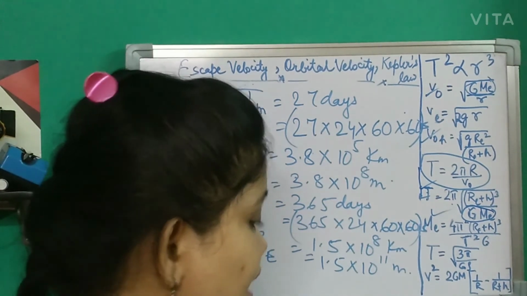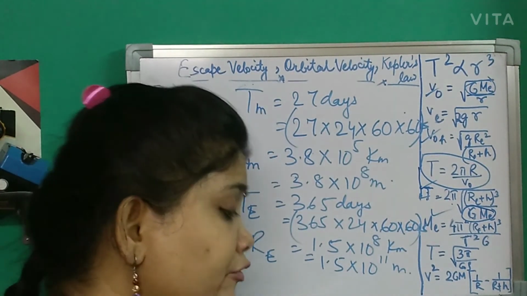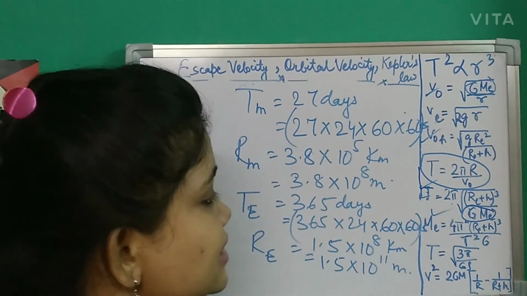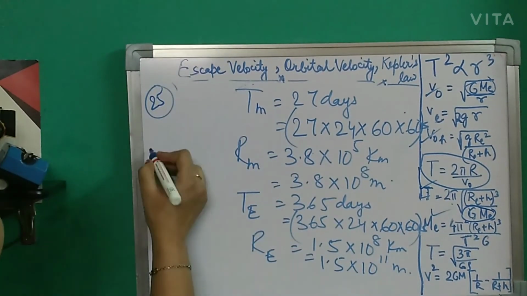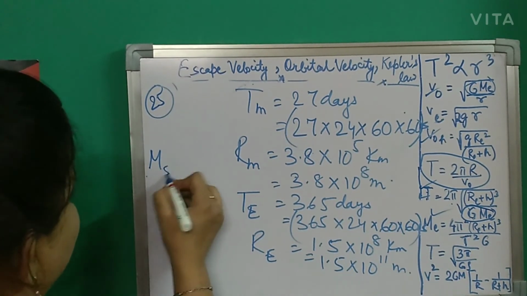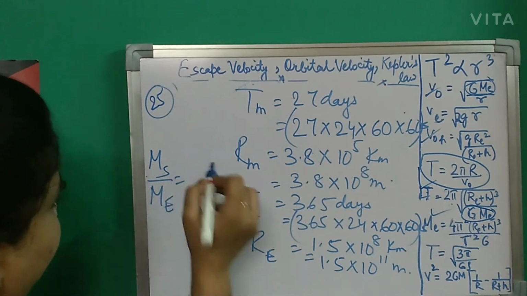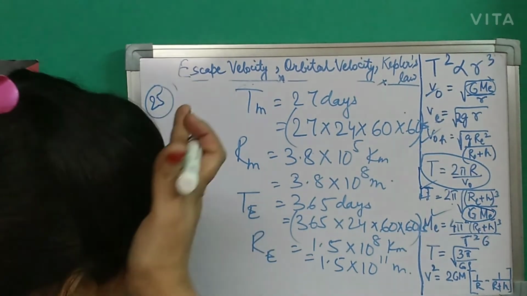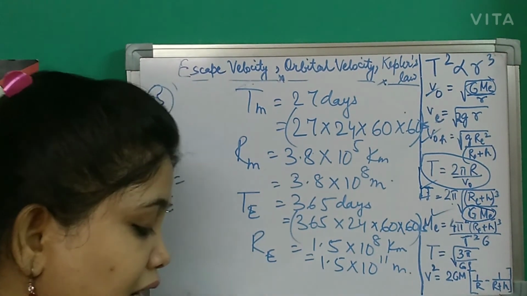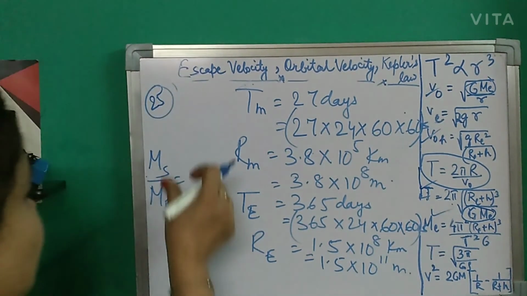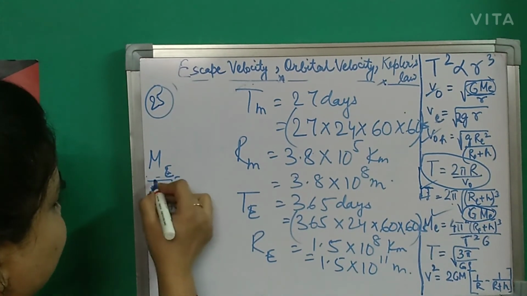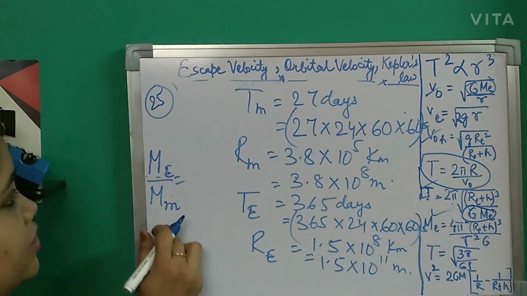What are you asked to find out? Compare the masses of the sun and the earth. You are asked to compare the masses of the sun and earth. So we need Ms by Me. You have to find out. Basically here you are finding the mass of the sun and the mass of the earth. Here the mass of the sun is with respect to the earth, and the mass with respect to the earth is the mass of the moon.